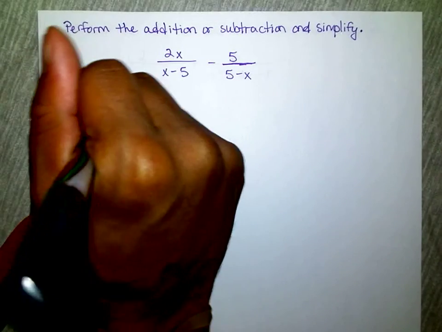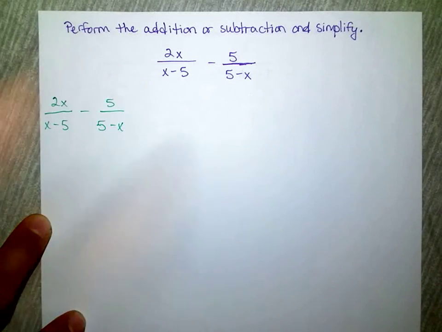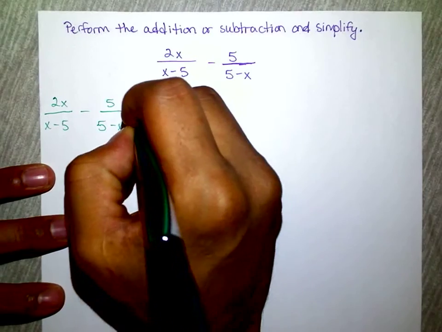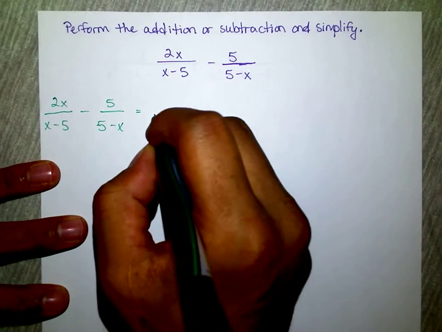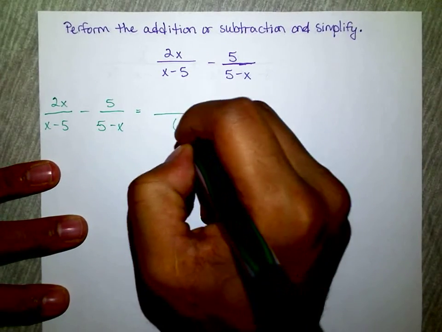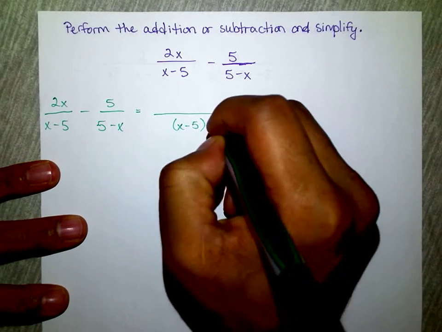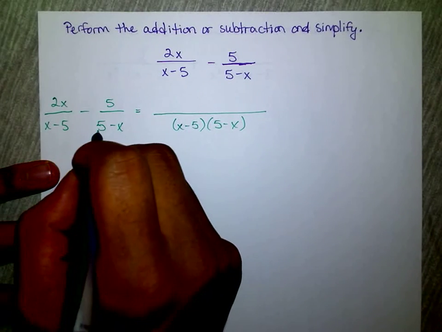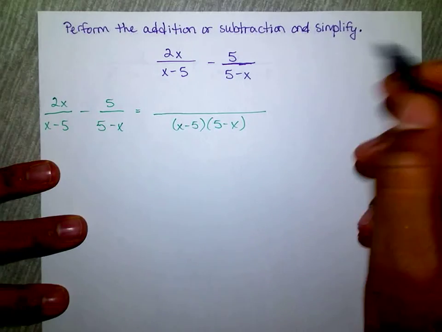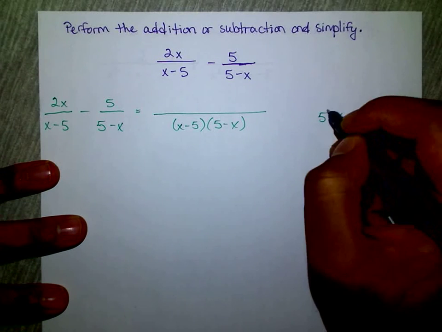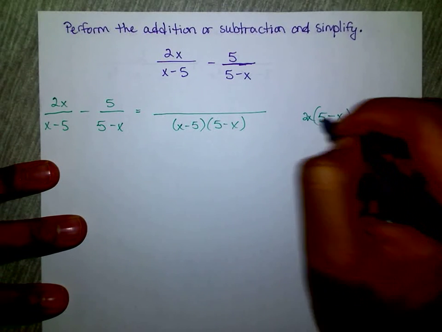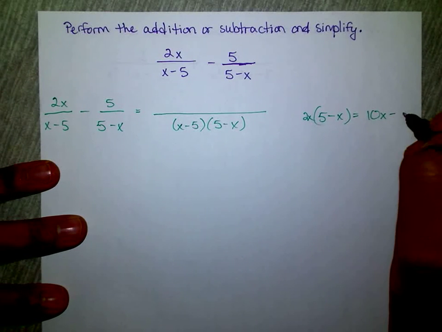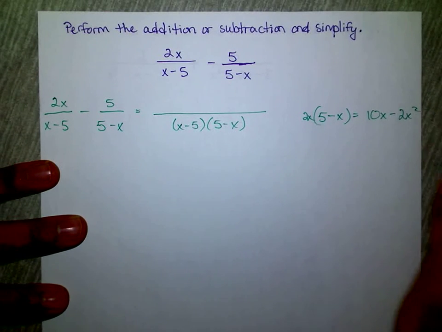Remember, we rewrite our problems over here at ASKnowlin. Okay? Alright, so once again, I want to go ahead and multiply my denominators. So when I do that, that'll just give me x minus 5 times 5 minus x. And now I want to cross multiply, so I'm going to have 5 minus x times 2x. And that's going to give me 10x minus 2x squared.